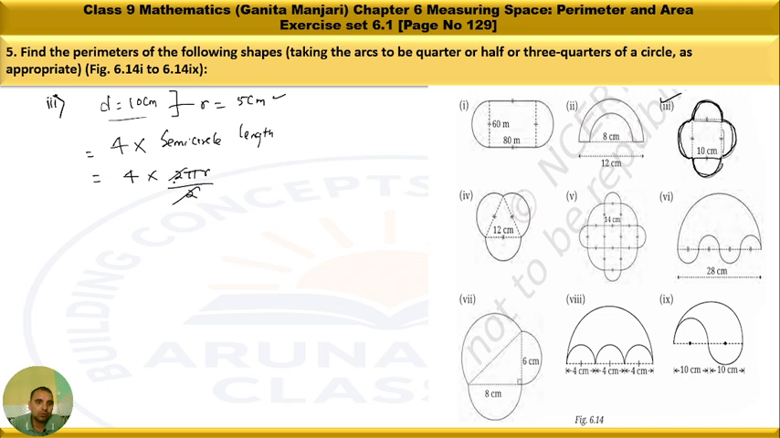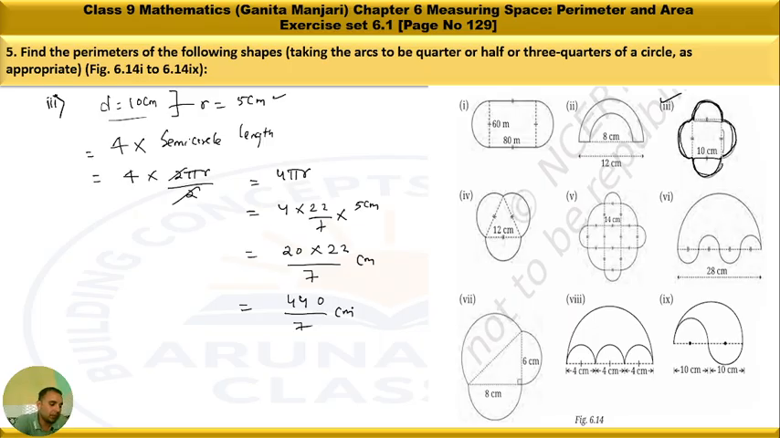So the 2 and 2 get cancelled, it is 4 pi r. 4 multiplied with 22 by 7, and the radius is given as 5 centimeter. So 4 fives are 20, 20 multiplied with 22 divided by 7 centimeter. So 22 twenties are 440, 440 divided by 7 centimeter. Now we just need to divide 440 by 7. We get 62.86 centimeter. So this way we have found the perimeter of this particular shape, given as part 3 of the question.